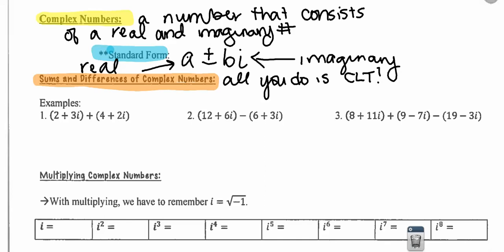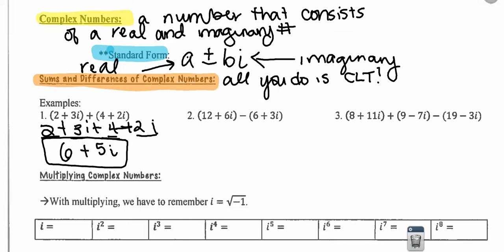So I combine like terms just like i is like a variable x. It's the exact same thing. So if I look at example 1, I'm going to add my like terms. These parentheses are totally unnecessary because I just have positives outside of them. So I'm just going to add them. So 2 and 4 make 6. 3i and 2i make 5i. And to keep it in standard form, your real number has to come first. Your imaginary number has to come second.